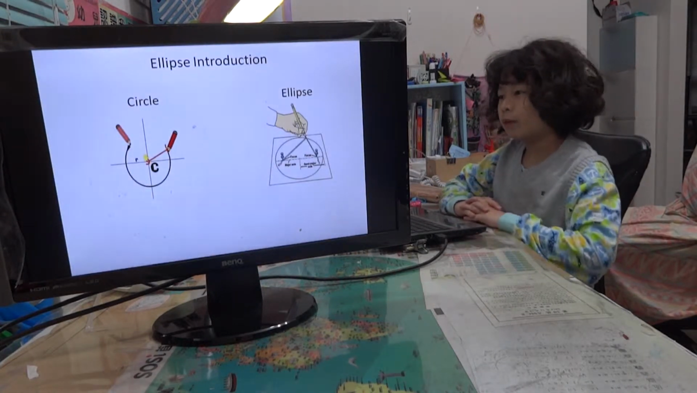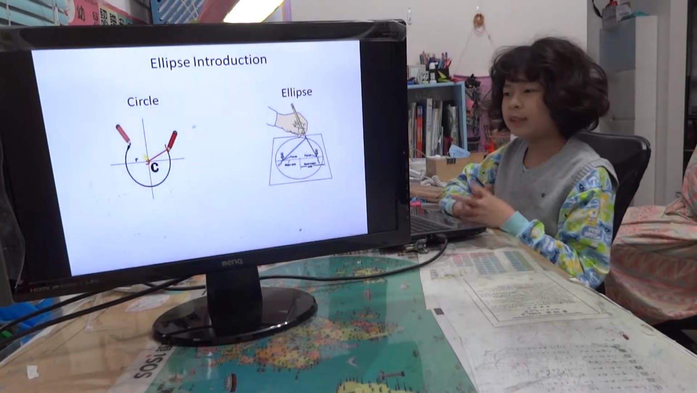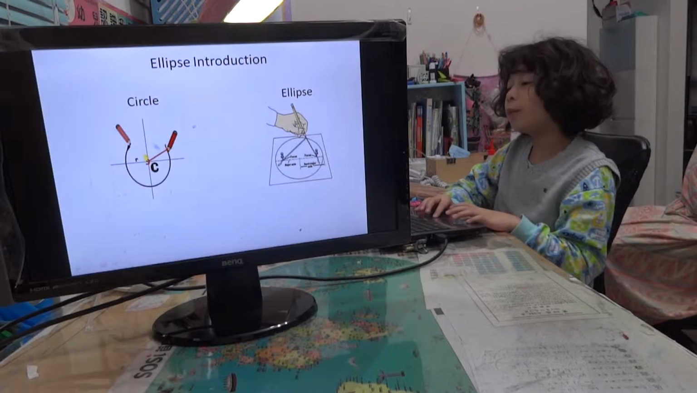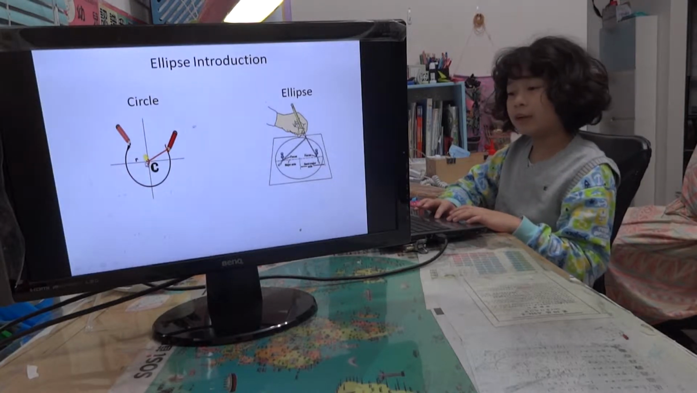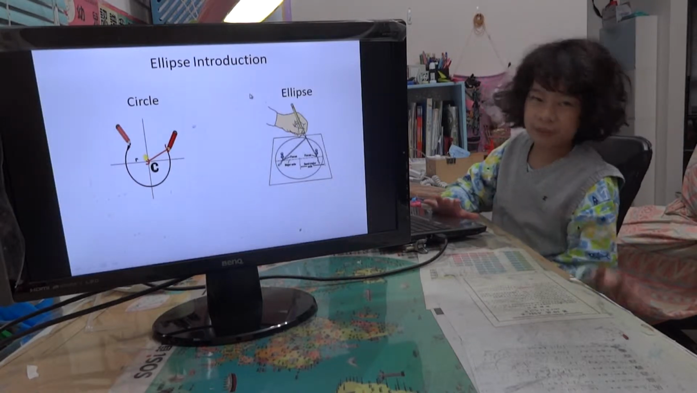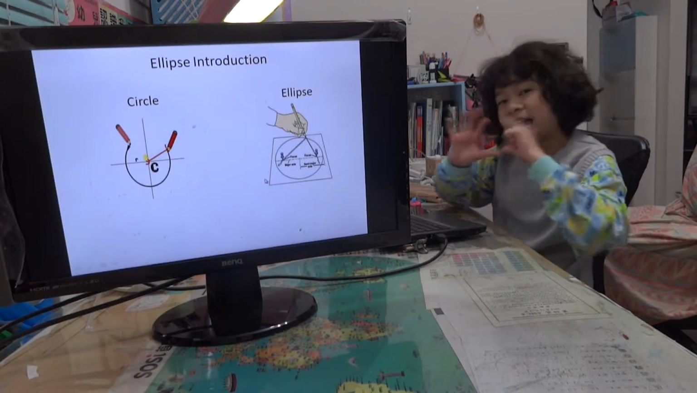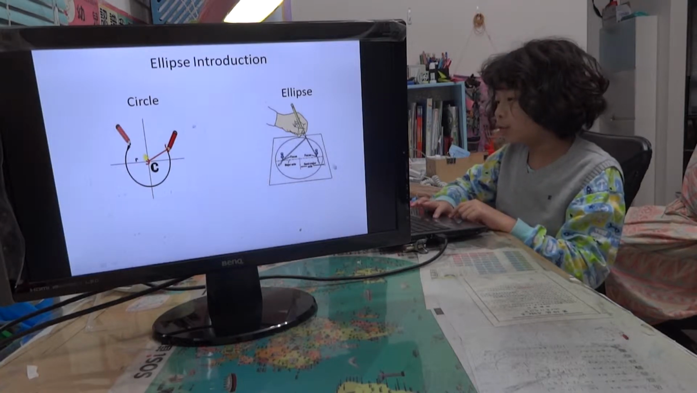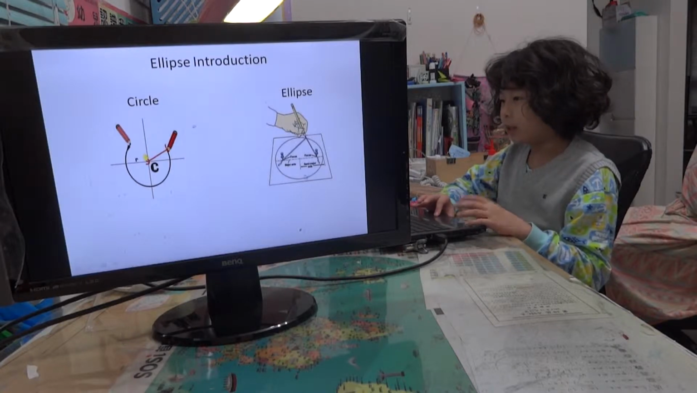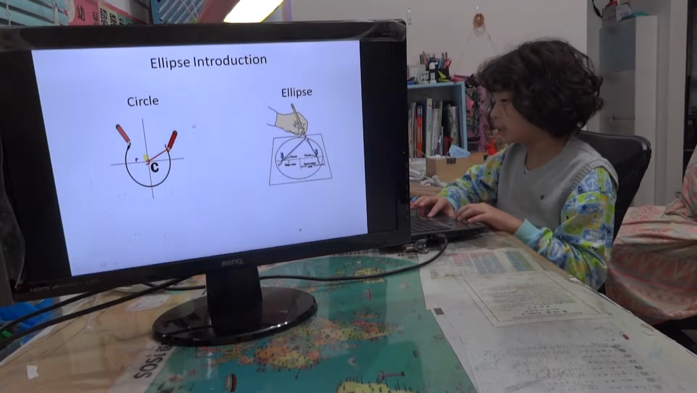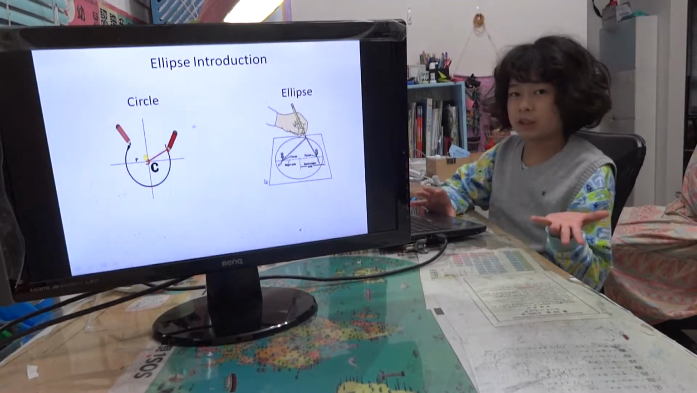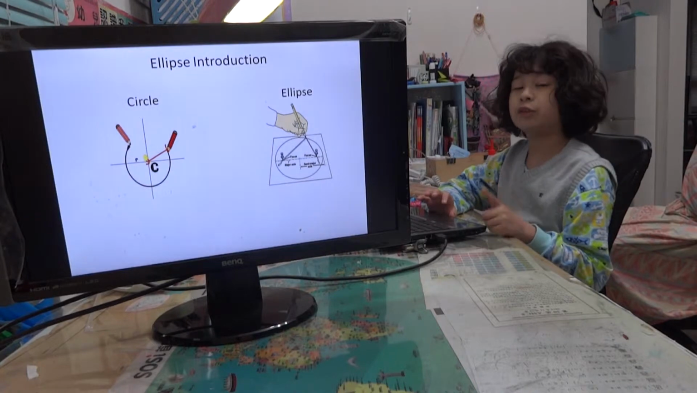First, what is an ellipse? We know what a circle is, right? A circle has a radius: all points on the circle have the same distance to the center, and that is the radius. But an ellipse is different. An ellipse is a little flatter. There are two foci. For any point on the ellipse, the distance to the first focus plus the distance to the second focus is always equal to the same number.